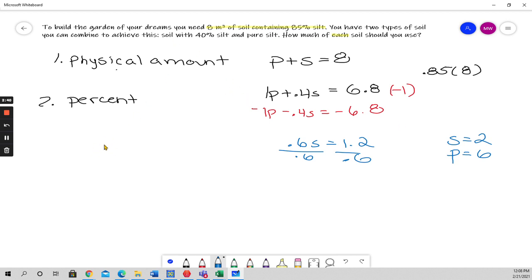And we'll see if this works. So, remember, the S was my 40% and the P was my pure. So 100%, so 1 times 6 plus 0.4 times 2, and that needs to equal 6.8 because 6.8 was the 85%. 1 times 6 is 6, 0.4 times 2 is 0.8, and 6 plus 0.8 does in fact equal 6.8, so I know that I'm correct.